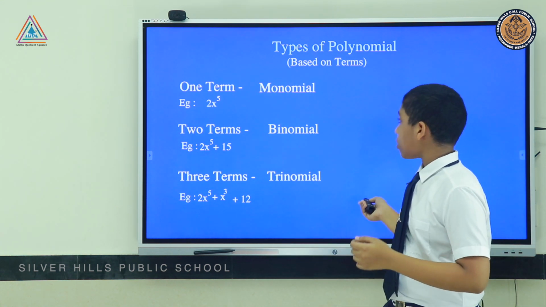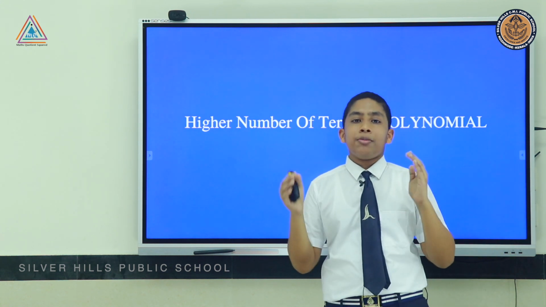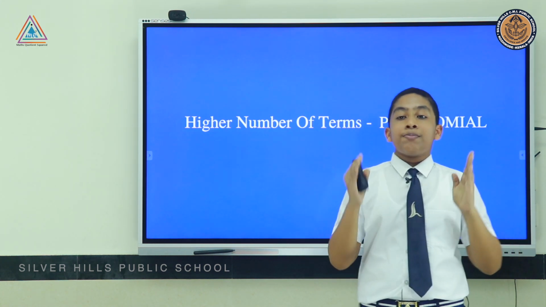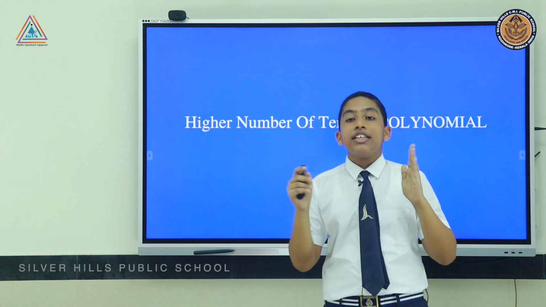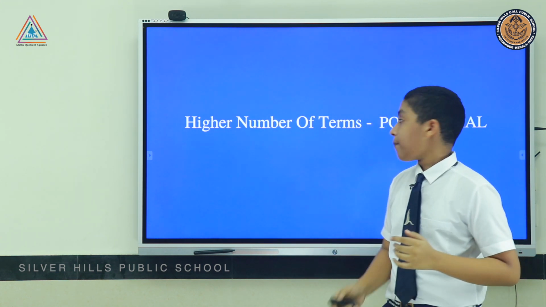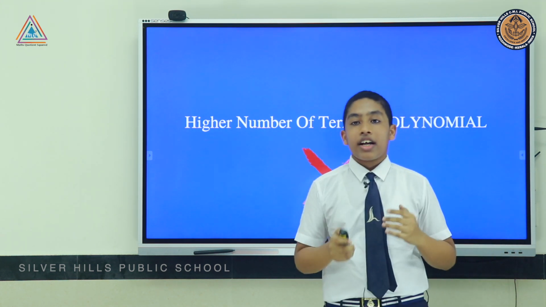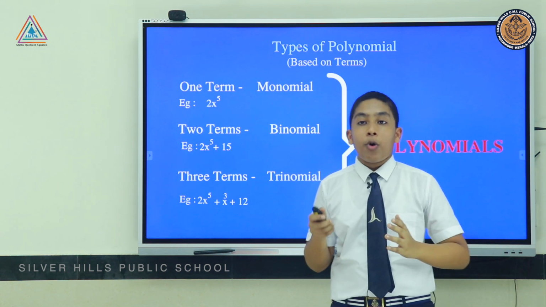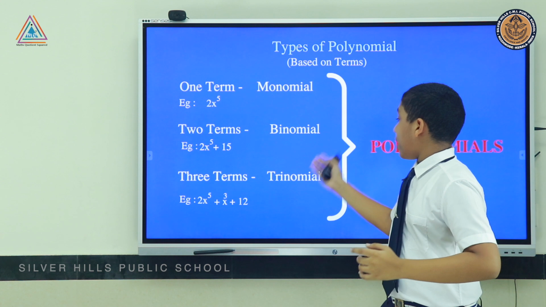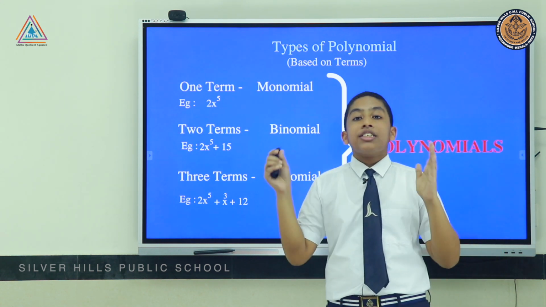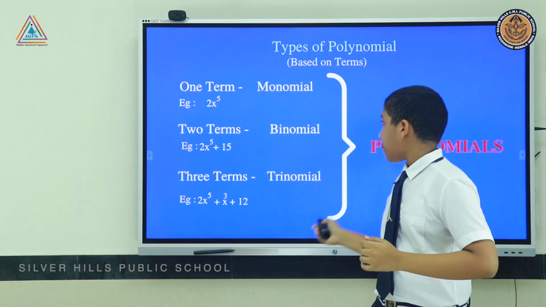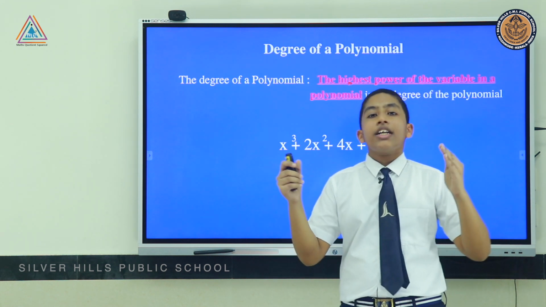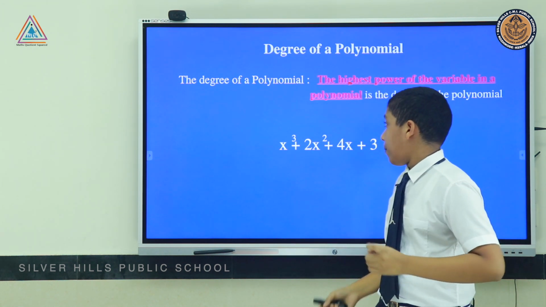And there is a common misconception that only expressions which have more than 3 terms are known as polynomials, but that is incorrect. Any expression which has 1 or more terms is known as a polynomial, and the monomial, binomial, trinomial all come under the roof of polynomials. So what is the degree of a polynomial?